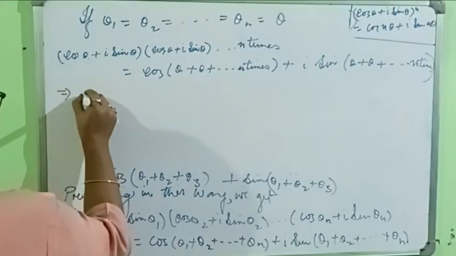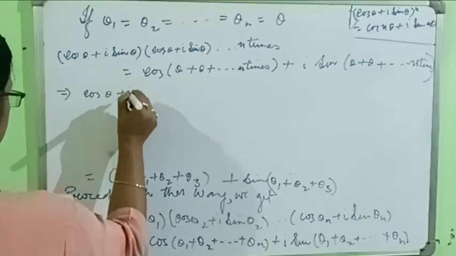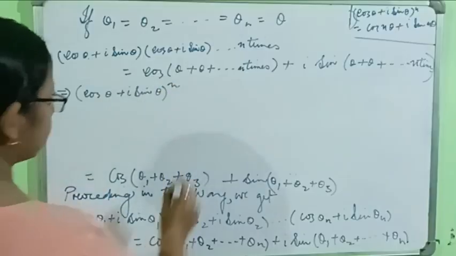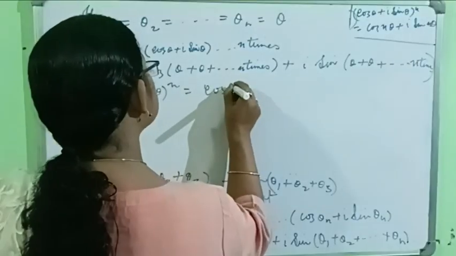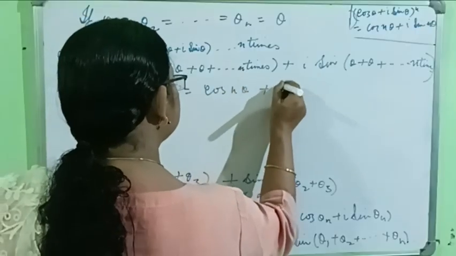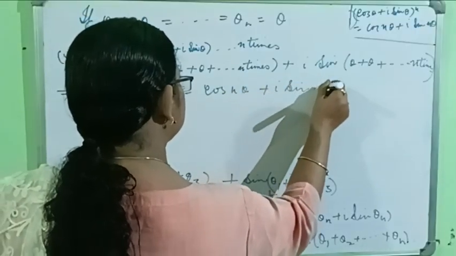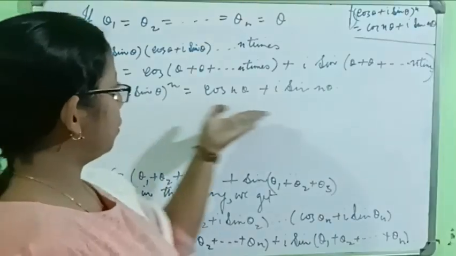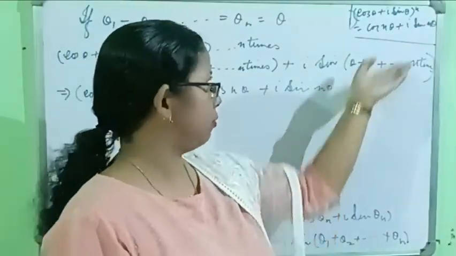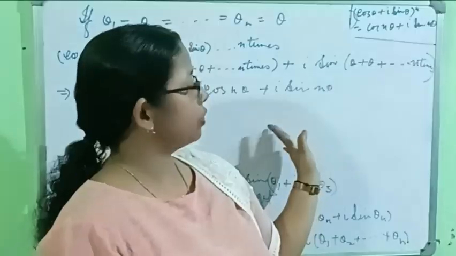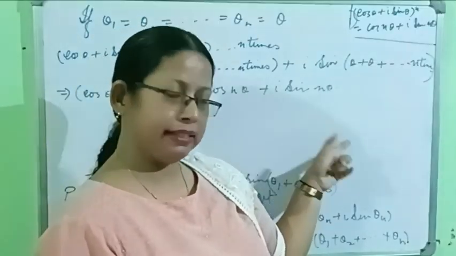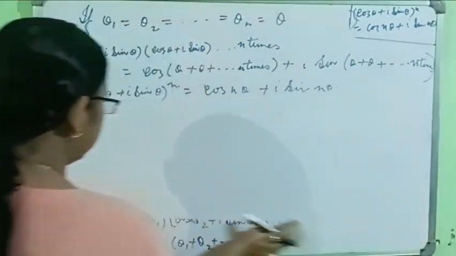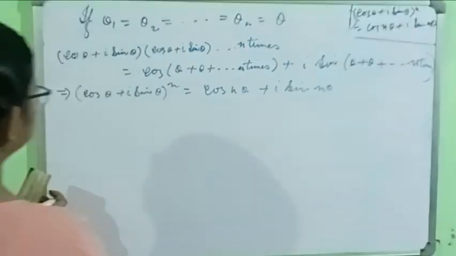Here, this implies (cos theta + i sin theta)^n, and on the right hand side it is cos n theta + i sin n theta. Hence, the result is proved when n is positive. We get this result for the first case, that is, when n is positive. Now I am going to prove the result for when n is negative.